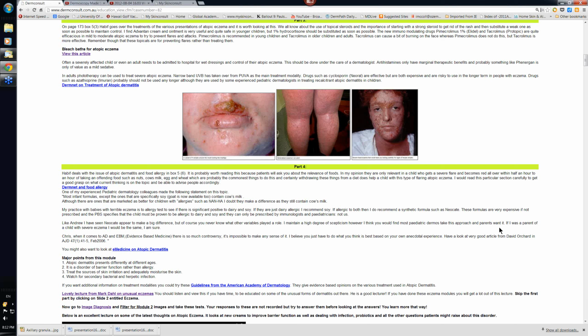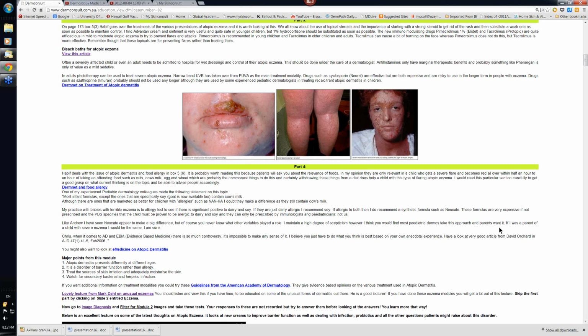But essentially in atopic dermatitis it's a deficiency of ceramides, the fat-like molecules that help to fill the interstices between the keratin structure of the stratum corneum, and hence they lose water vapor, and the skin's more susceptible to irritants.